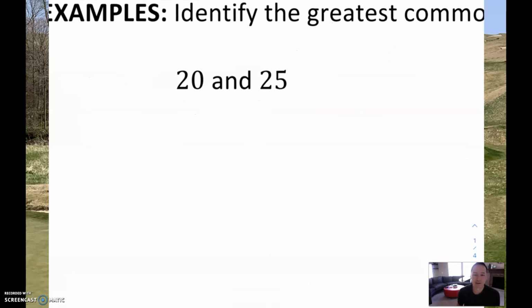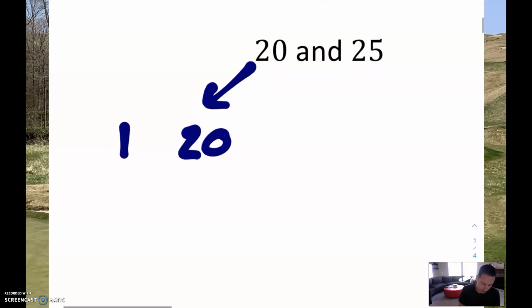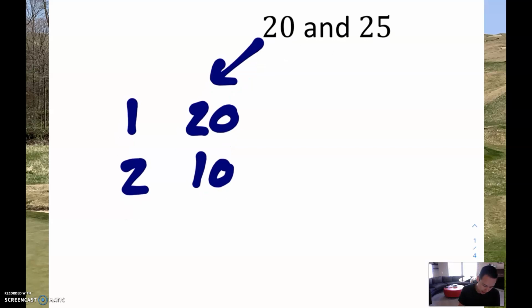Identify the greatest common factor between the numbers 20 and 25. So here's how I do this. I look at all the factor pairs of 20. So let's look at all the things that could possibly multiply to make 20. You got 1 times 20. That makes 20. You've got 2 times 10. That would make 20. And you also have 4 and 5. 4 times 5 makes 20.